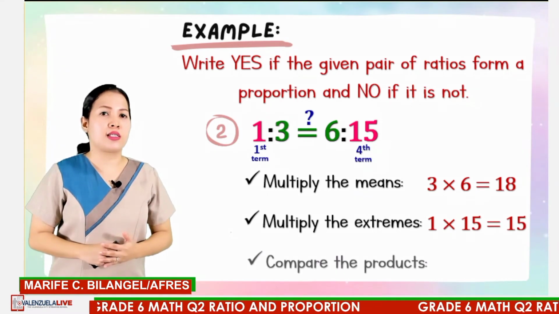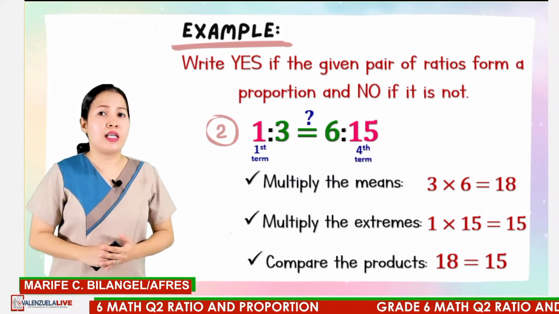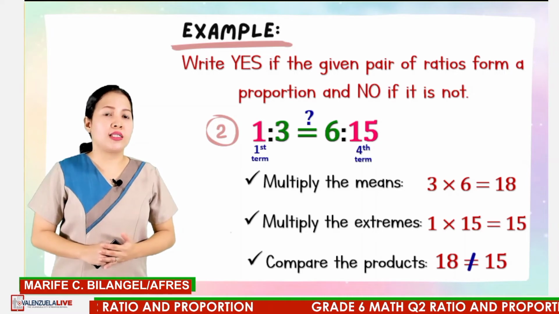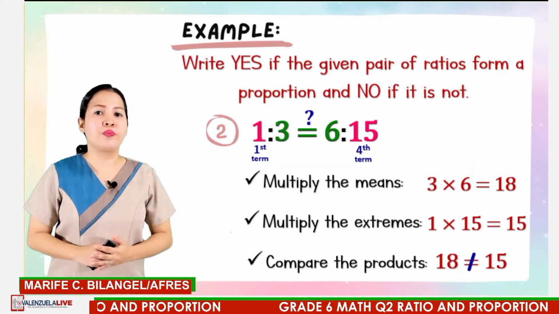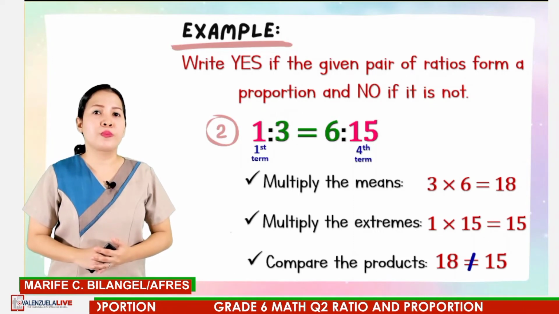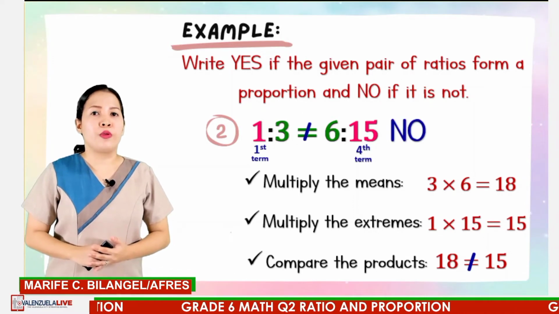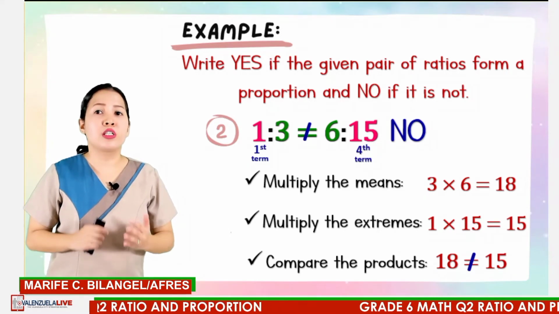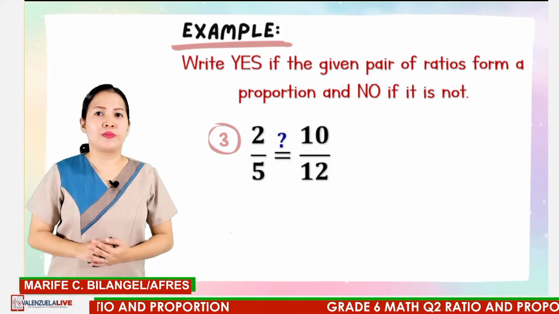Compare the products. Is 18 equal to 15? No, they are not equal. So therefore, 1 to 3 is not equal to 6 to 15. 1 to 3 and 6 to 15 do not form a proportion.